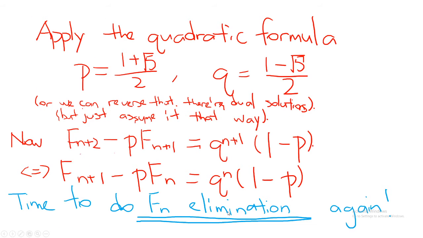Now according to this, and we have the definite p and q values, we have fn plus 2 minus p times fn plus 1 is equivalent to q to the n plus 1 power times 1 minus p. And we can happily replace n plus 1 with n. Now fn plus 1 minus p times fn is equivalent to q to the nth power times 1 minus p. Now it's time to do the fn elimination process again.